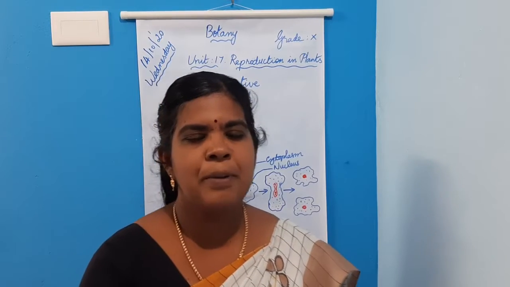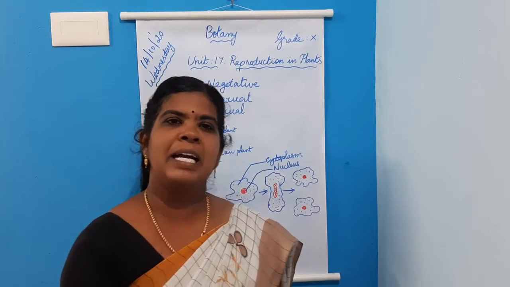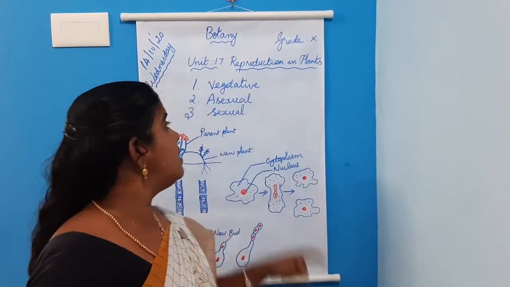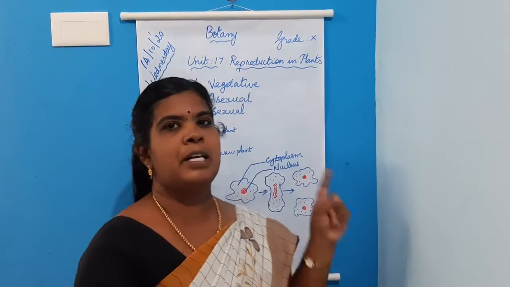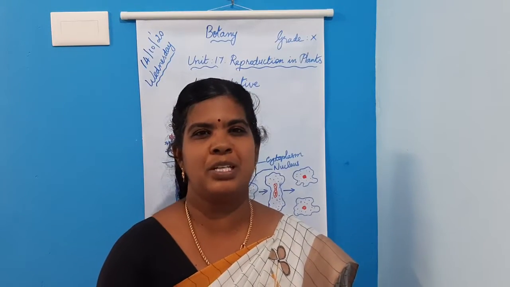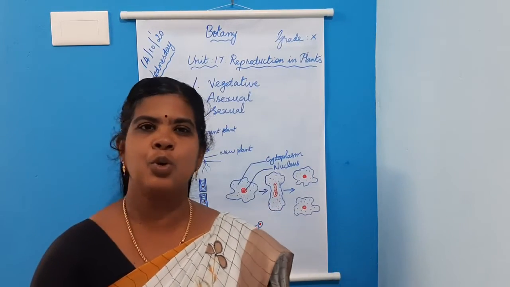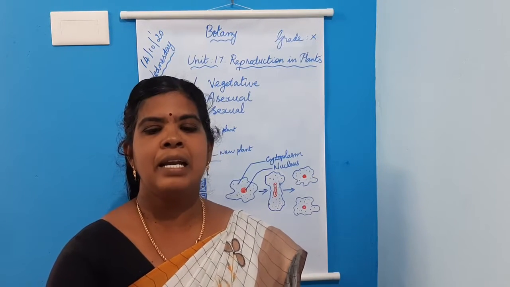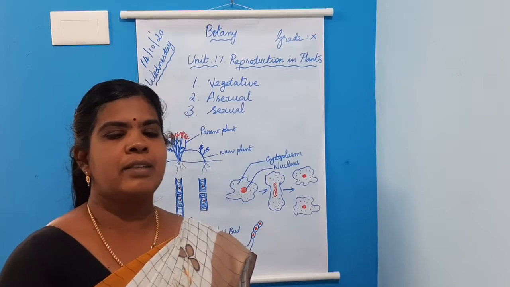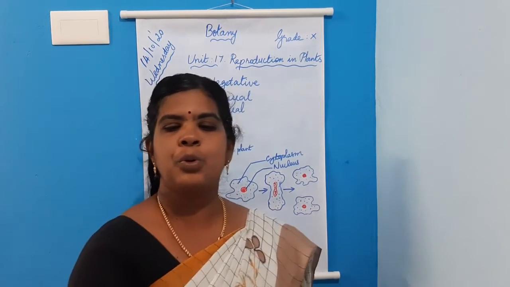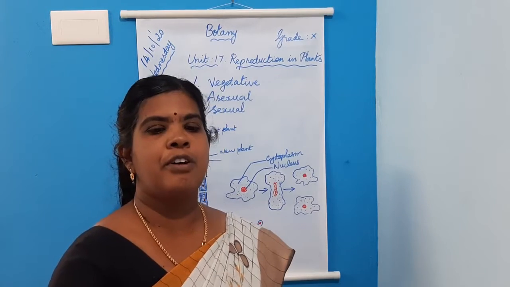This vegetative reproduction only has mitotic division. There is no meiotic division in this vegetative method of reproduction. Only mitotic division. There is no gametic fusion. Gametic fusion, in the sense, there is no fusion of male and female gamete. Okay, so vegetative reproduction takes place by means of root, stem, leaf or bud.